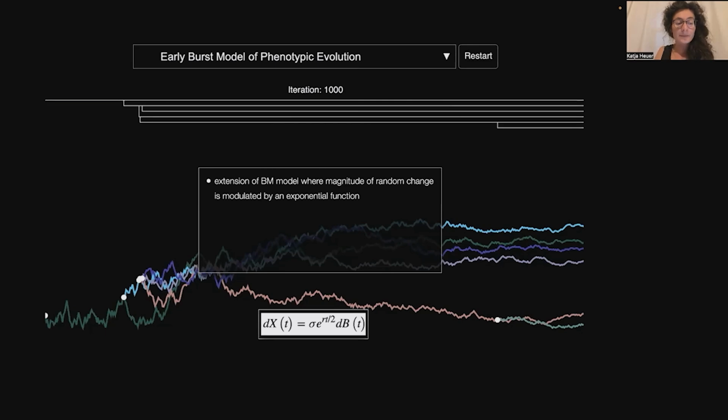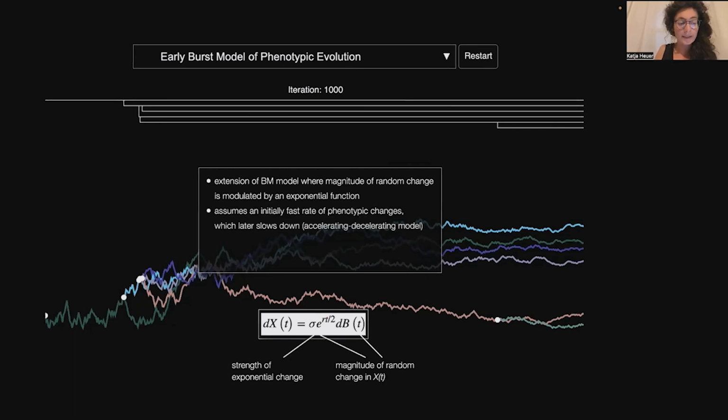So if you'd like to run simulations, this is the equation that would match this early burst model, where the magnitude of random trait changes is modulated by r, the strength of the exponential change, and so the rate at which the magnitude of changes accelerates or decelerates over time. And when r is 0, it's just like normal Brownian motion. And when r is larger than 0, the variance of the phenotype increases exponentially. So a rapid early diversification.